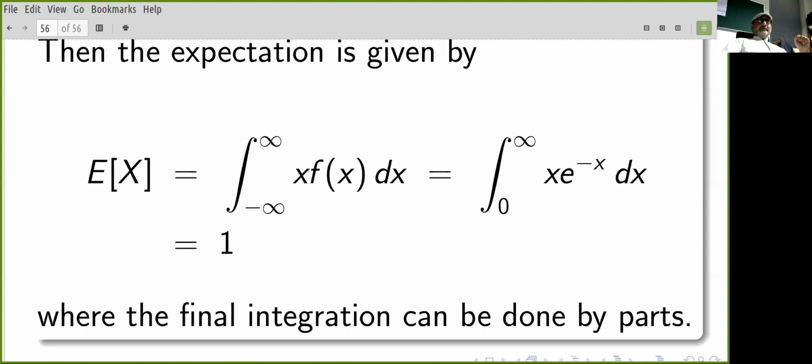If you've forgotten integration by parts, you might want to review it because you are going to need it at other points in this course.